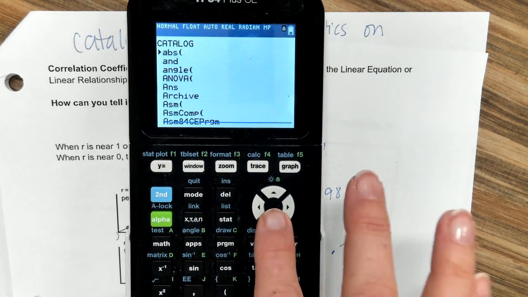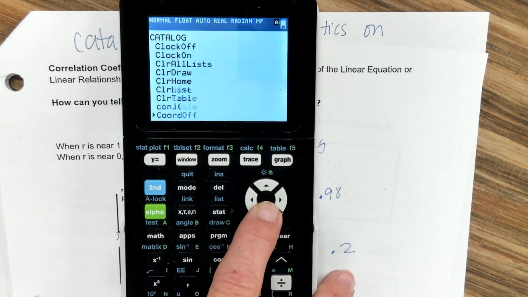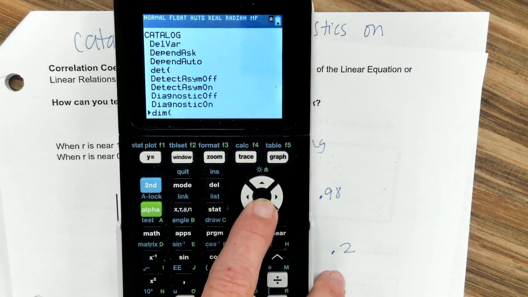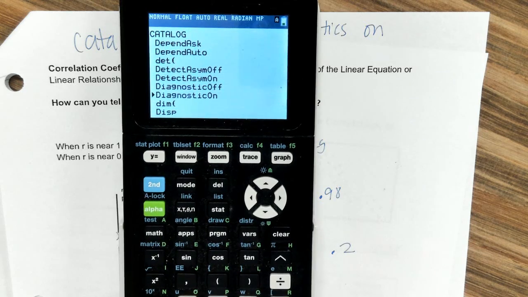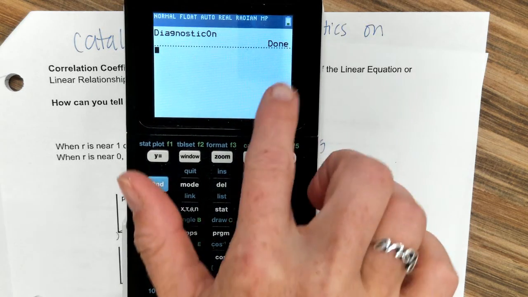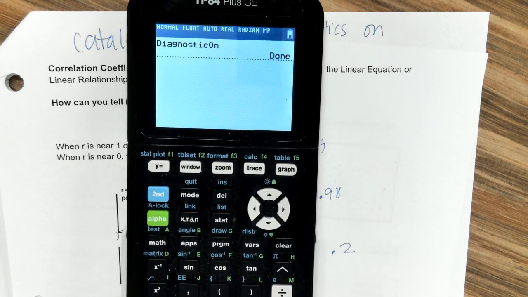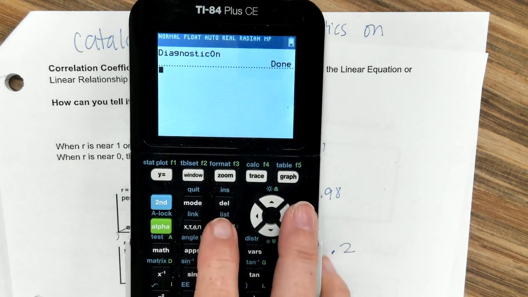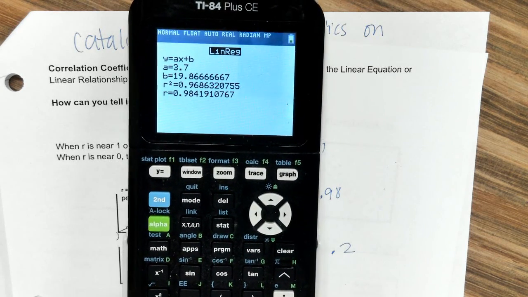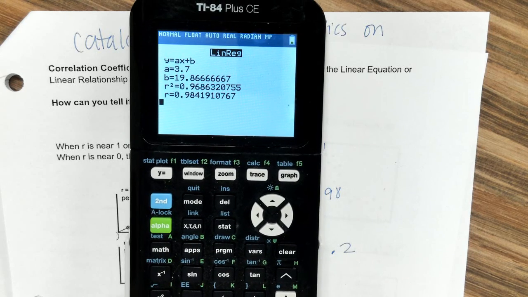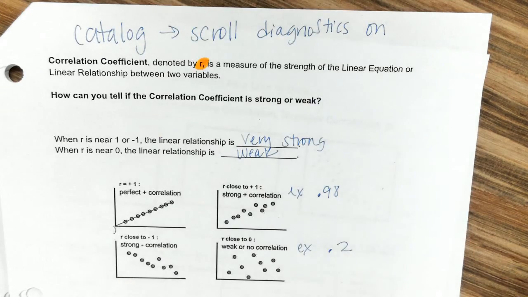You're going to scroll down to the D's because it's alphabetical. So just hold the down button until you see diagnostic on. Then you're going to hit enter and then hit enter again, and it should say done. That just turned those R's on for you in stat. So now if you have your old list in, if you go to stat calc option 4, those R's will pop up. That's it. Super easy.